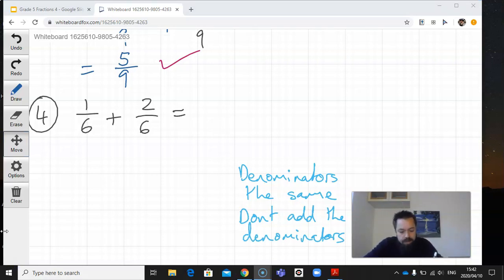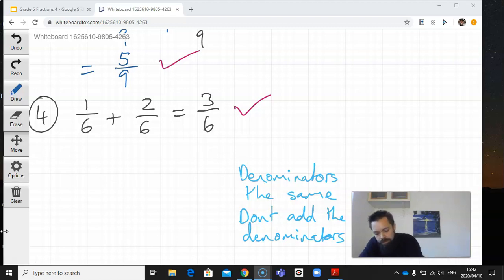So I was saying we need to make sure the denominators are the same, and we make sure that we don't add the denominators. So in this example, our denominators are already the same. We don't have to change them. 1 plus 2 is 3, and there's our answer. I hope you managed that on your own. If not, don't stress, we'll practice it in our homework today, and hopefully by the end of the homework you will feel a little bit more comfortable with it.